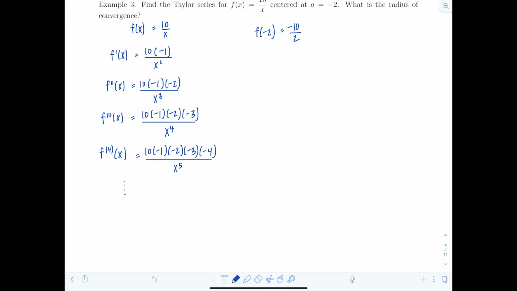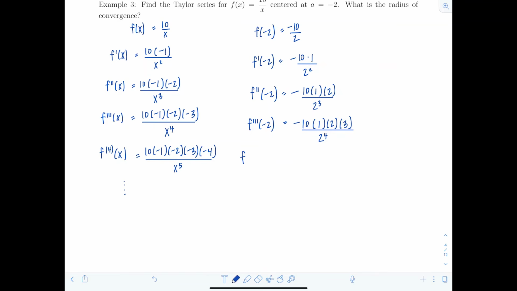So f prime of negative 2 is going to be negative 10 times 1 over 2 squared. F double prime of negative 2 is going to be, let's see, negative, right? Because I'm going to cube it, so there's still going to be a negative 10 times 1 times 2 over 2 cubed. F triple prime of negative 2, that one's also going to be negative. So negative 10 times 1 times 2 times 3 over 2 to the fourth.